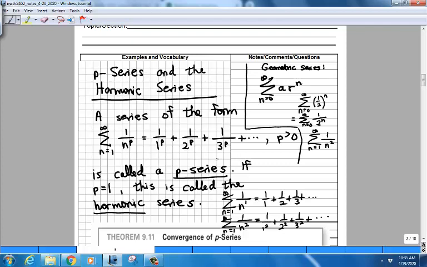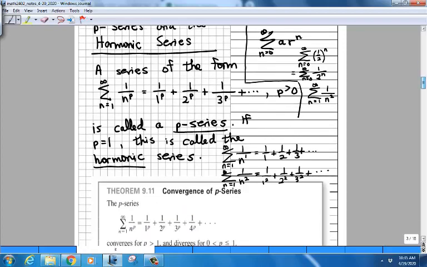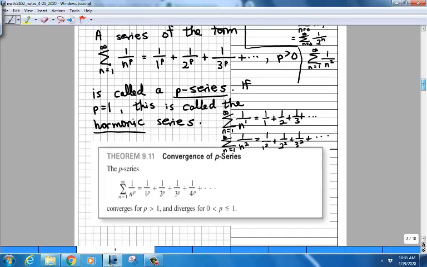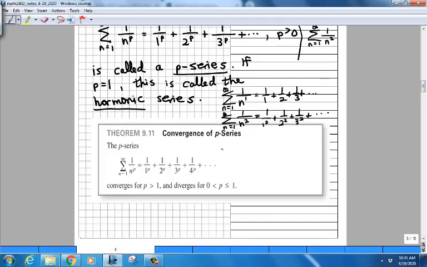All right. So there's that fundamental difference between geometric series and p-series, or you can also call these power series if you want to, because the p is short for power. And what do we know about p-series? We know a lot, and that is summarized in this theorem, which is very easy to apply. So here's what the theorem says.